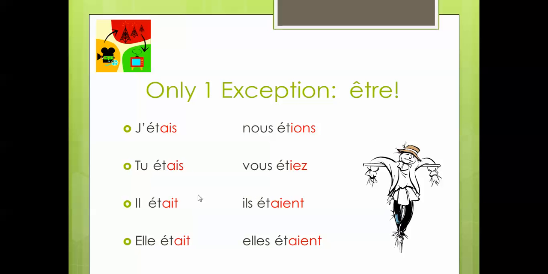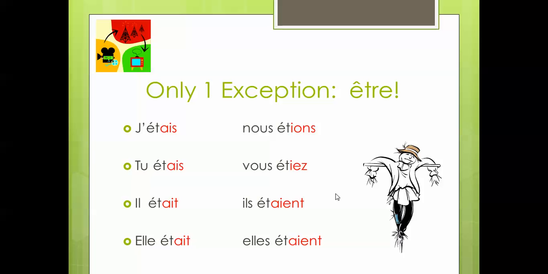Okay, here's our one exception, which is the verb être. Okay, so être, instead of saying je suis, I am, you're going to say j'étais, I was. Instead of saying tu es, you are, you're going to say tu étais, you were. All right, so the stem here is the E with an accent aigu, T.